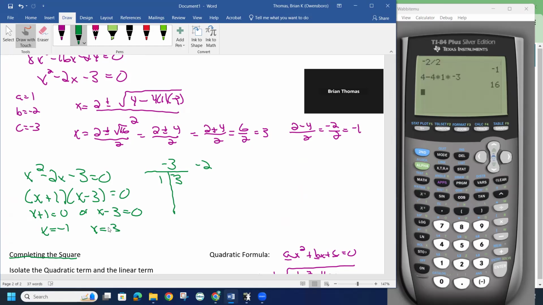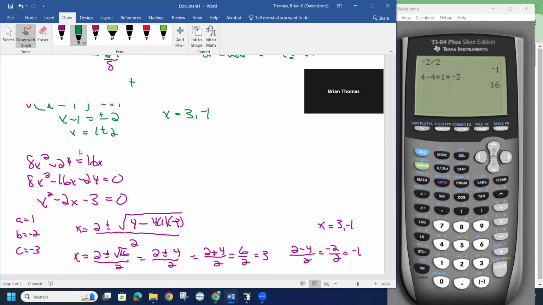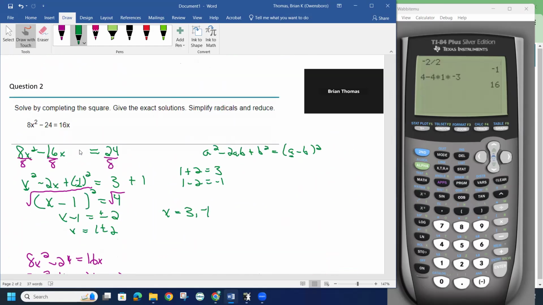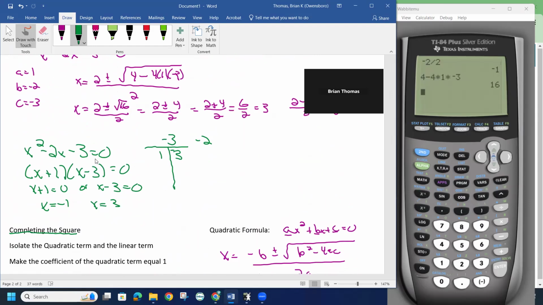So actually, the best strategy to this problem would have been to just simply factor it. But they asked us to do it by completing the square. But in the end, if we had other choices, my choice would have been just to simply factor it as opposed to complete the square or the quadratic formula.